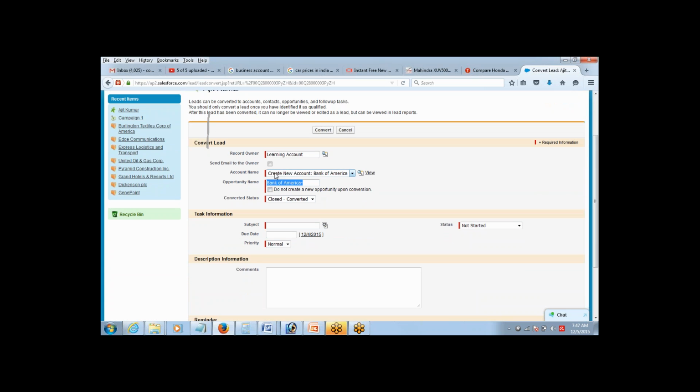Okay. So it will create a new account with the name Bank of America. If you have an existing account with the same name, it will give you the option of selecting that particular account. It will create an opportunity with the name Bank of America opportunity, whatever you want, and it will also create a contact, Mr. Ajit Kumar, and you can just say convert.